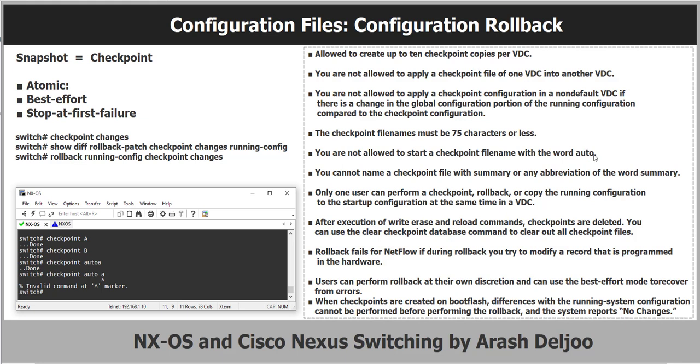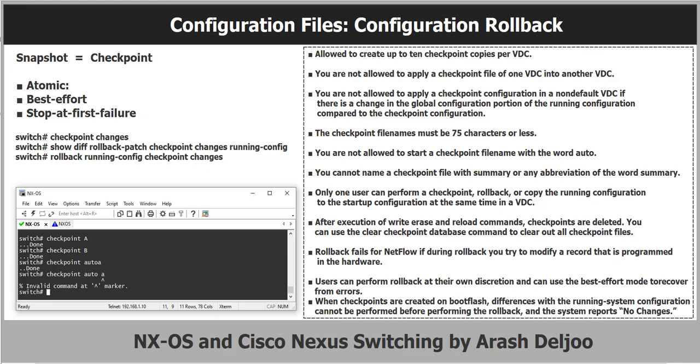And then you cannot name a checkpoint file with summary or any abbreviation of the word summary. This is the next limitation. Only one user can perform a checkpoint, rollback, or copy the running configuration to the startup configuration at the same time in a VDC. They are related to VDC. I will explain about the VDC in future videos. And here, after that, look at here, all of them for change, but you can create checkpoint A, show diff, rollback checkpoint A to running config, rollback running config, checkpoint A.